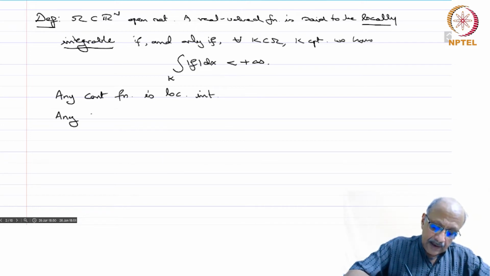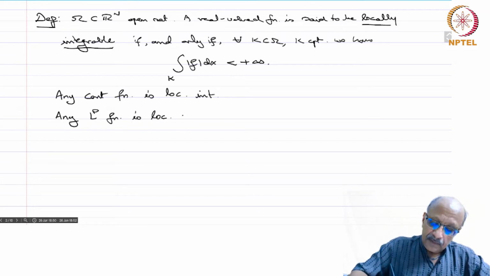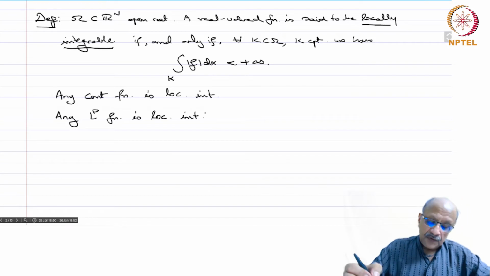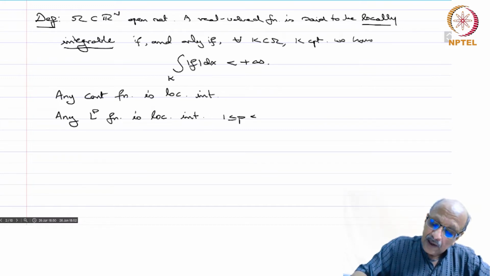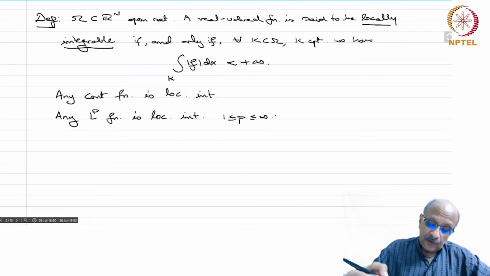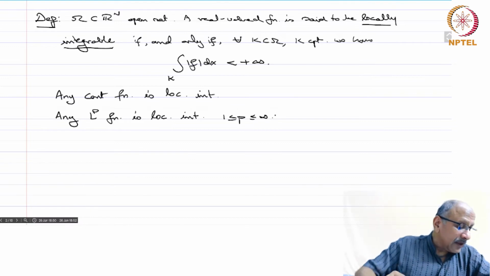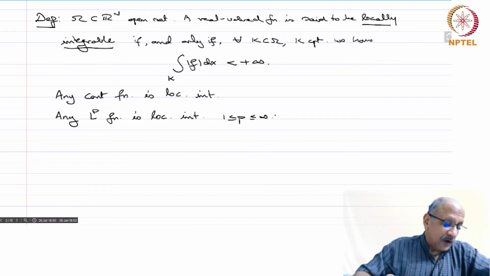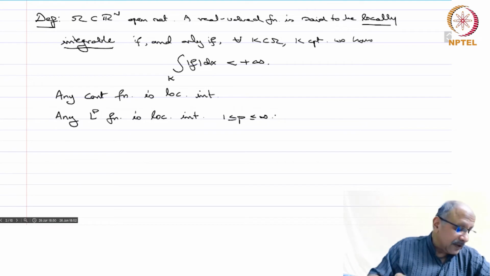Any LP function is locally integrable, because if you have a function which is in LP, then it is in LP of any compact set also, and if your compact sets have finite measure, then if it is LP in a compact set, it's also L1 in a compact set. So this is for 1 less than or equal to P less than or equal to infinity, and therefore again these are all locally integrable. So let us give another example of a function which is not covered by these two examples.